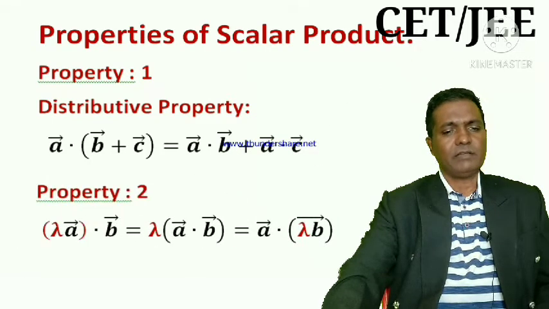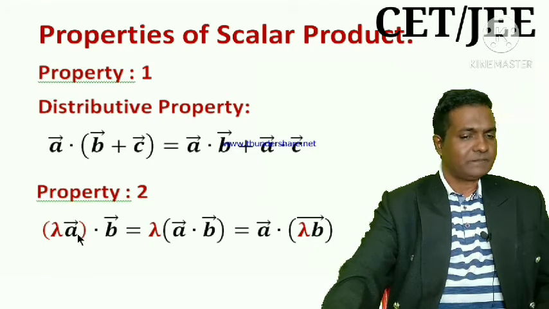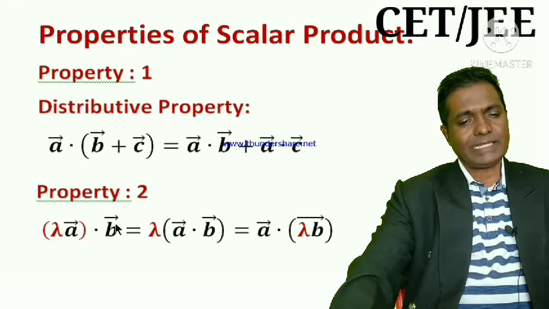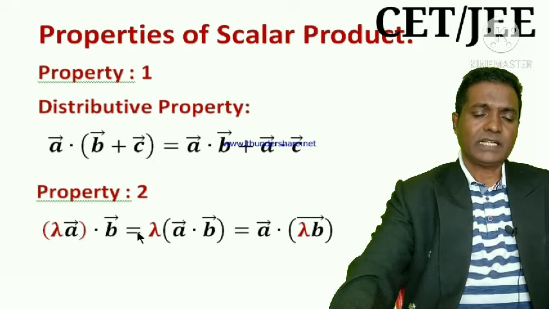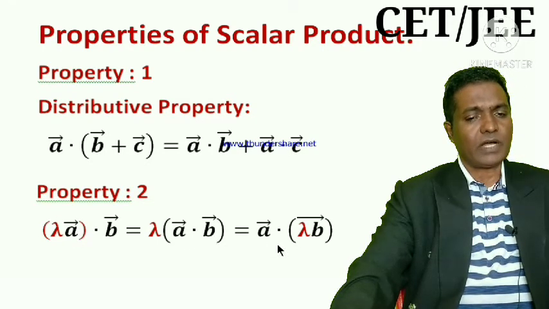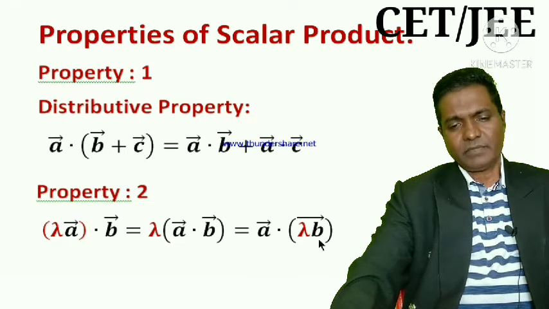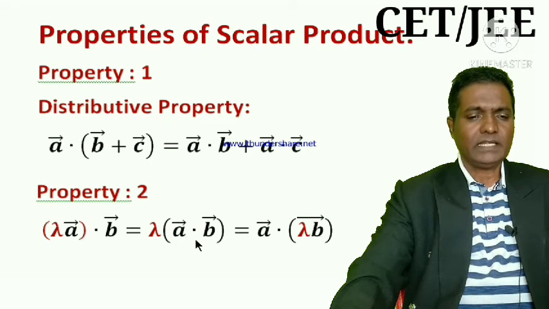We will be having problems on this. Similarly, there is one more property. If there is a vector like this, lambda into vector A, dot vector B, in such a case you can keep lambda outside and just find the dot product of A and B, which is also equal to either you can write vector A dot lambda into vector B. You will be studying much more on this in the next video.